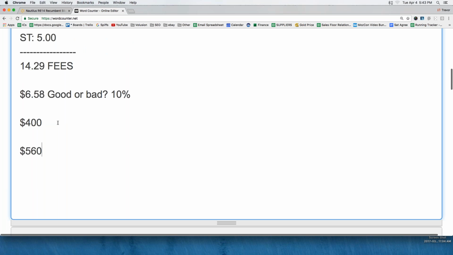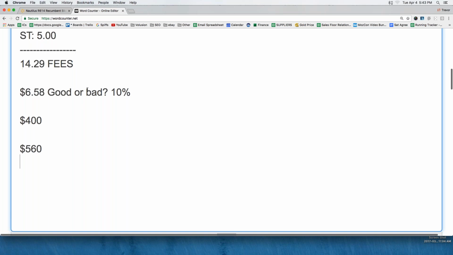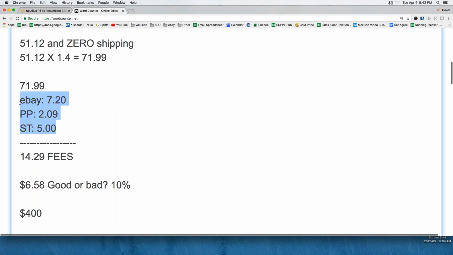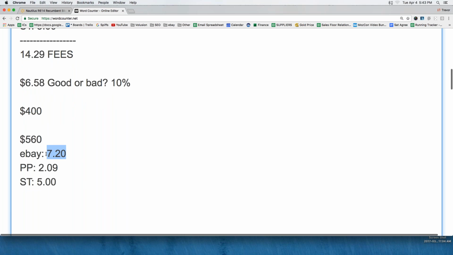Well, if we sell it for $560, let's look through our fees one more time. I'm just going to copy this little chart right here. eBay's 10%, PayPal is 3%, sales tax is whatever sales tax is. On the high side, 10%, but it's more likely that it's like 8%. So let's take eBay. So that's $5.60, right? Or wait, I'm sorry. No. $560 times eBay's 10%. That's $56. Almost made a big mistake there. So 56 for eBay fees.